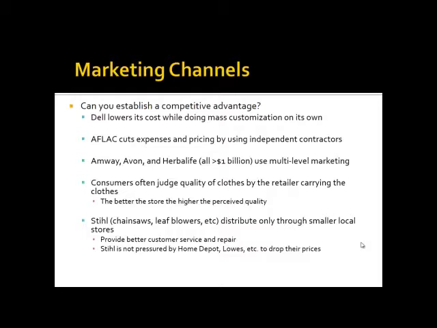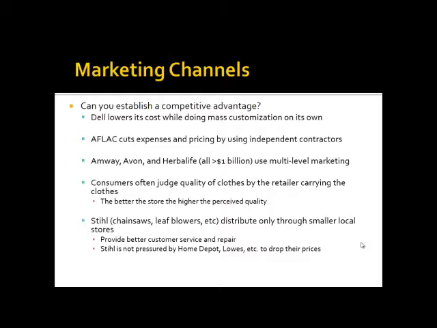Amway, Avon, Herbalife, there's a bunch of organizations that use multi-level marketing. They have this large group of people selling their products mainly to family and close friends, who then in turn sell the product to their family and close friends. This helps them distribute their product very cost effectively. They don't really need to do a lot of advertising because it's all word of mouth through these different connections that their employees have.